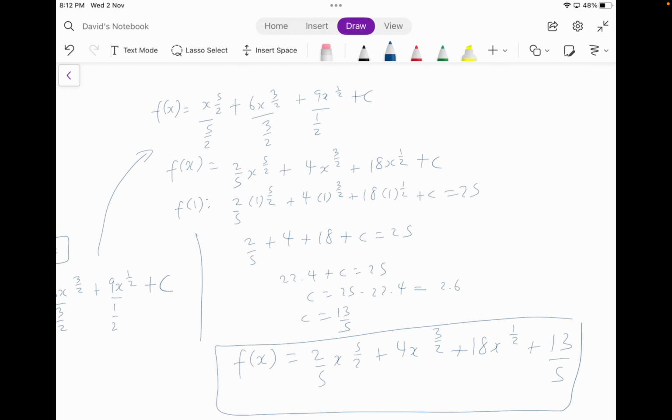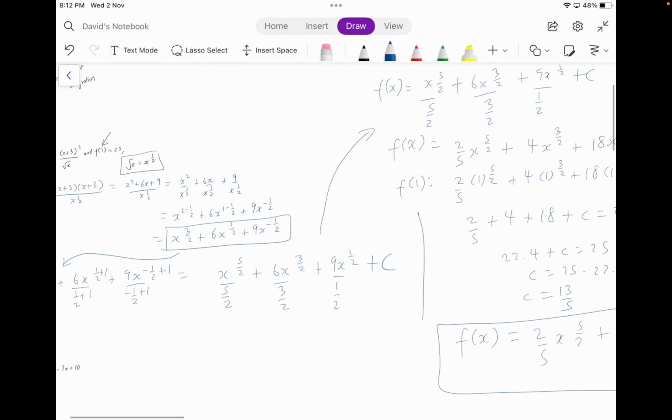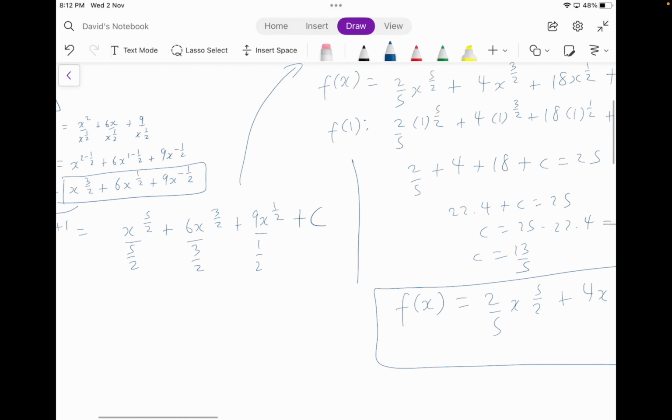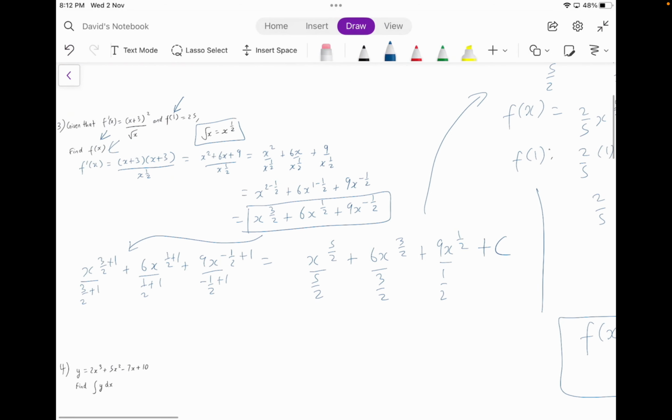That was a pretty long question. I think it's worth more than 4 marks. Approximately 5 or 6 marks in total for this type of equation. Okay, I'm just showing you guys working so that you guys can see it much more clearly. Yeah, let's move on to the fourth question.